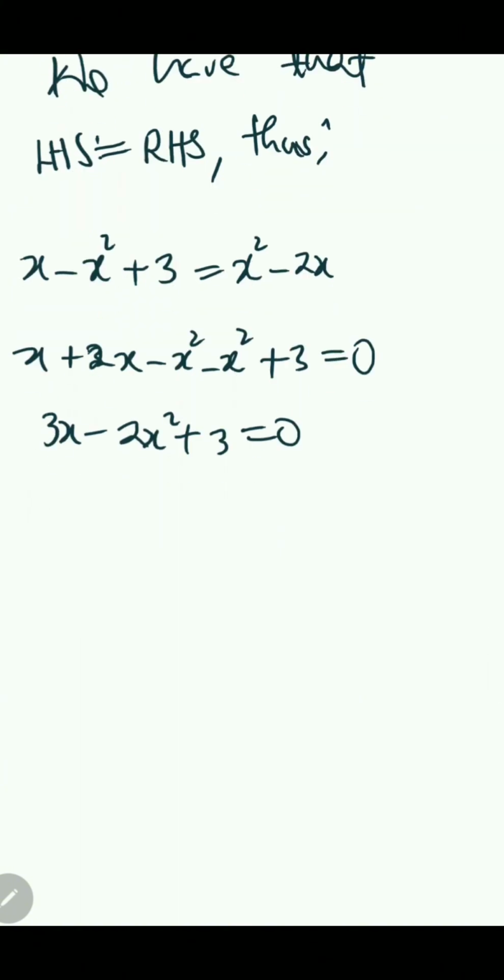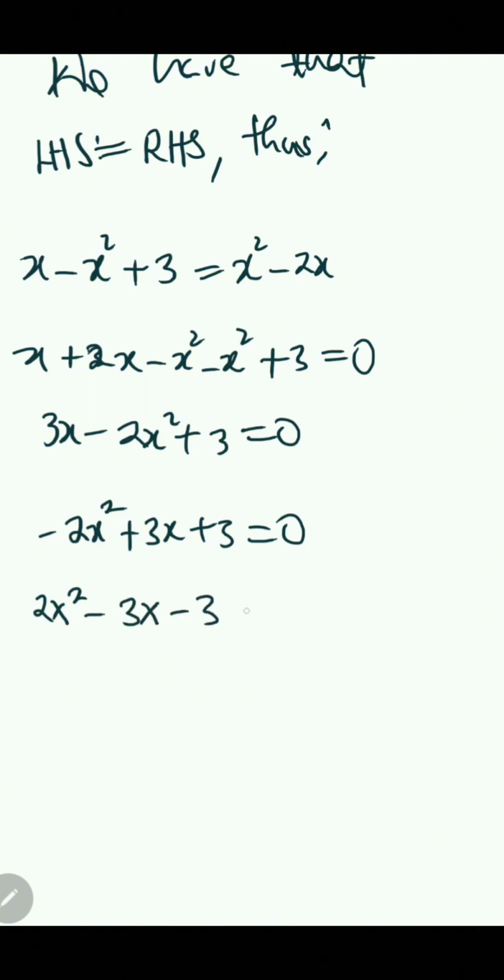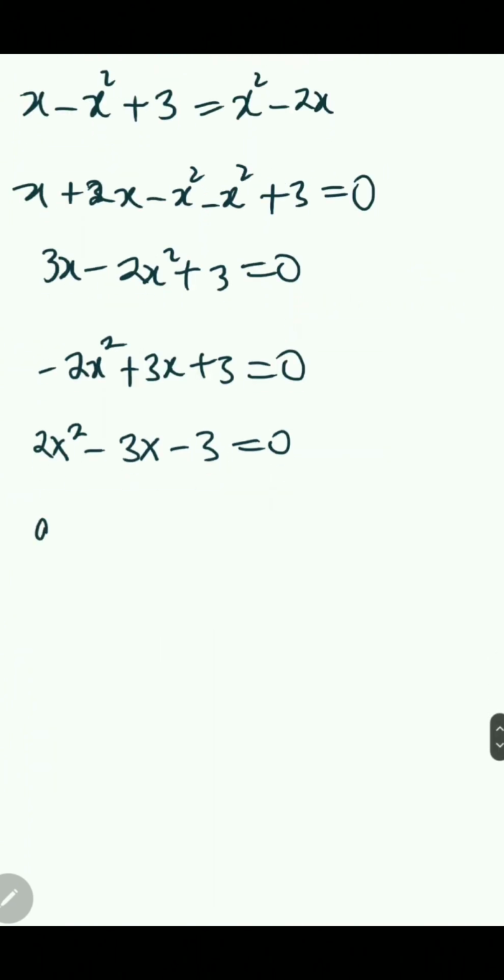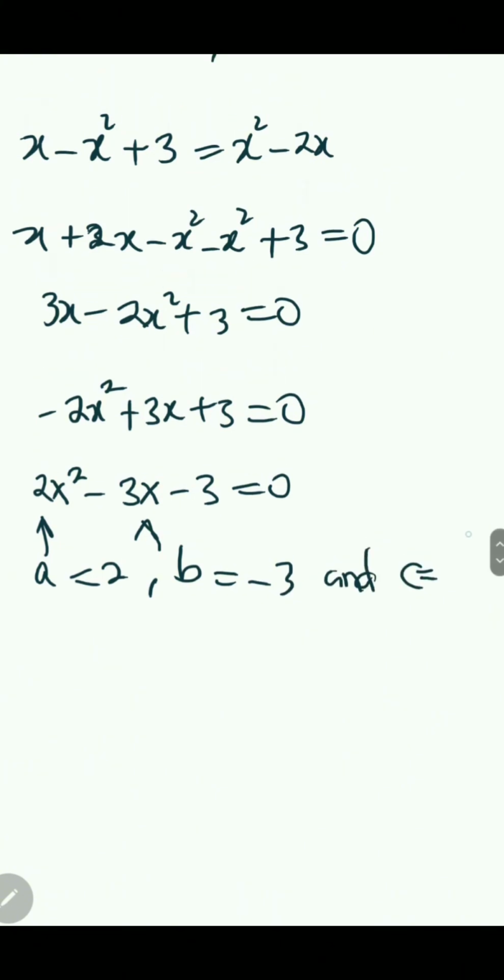Now starting with the degree of 2, negative 2x squared, then plus 3x, then plus 3, which equals 0. Now we divide through by negative, so it becomes positive 2x squared minus 3x minus 3. It means that my a is equal to positive 2, the coefficient of x squared, my b is negative 3, and my c is also negative 3, as you can see.